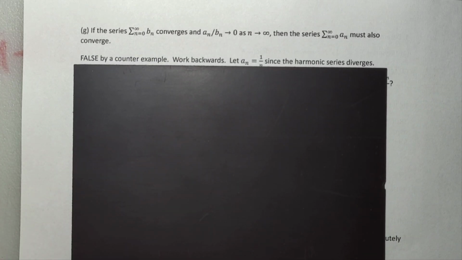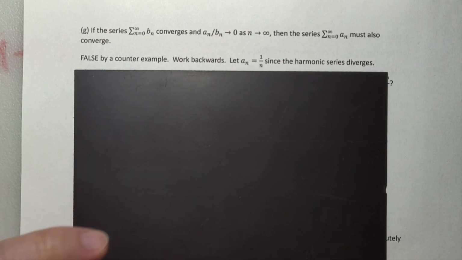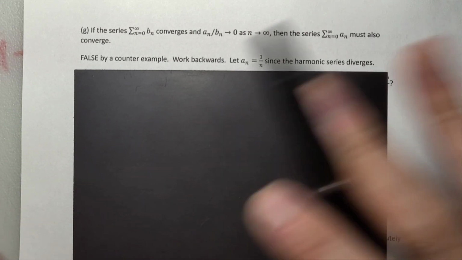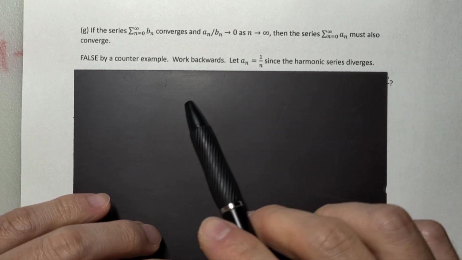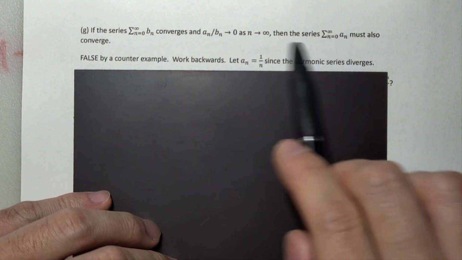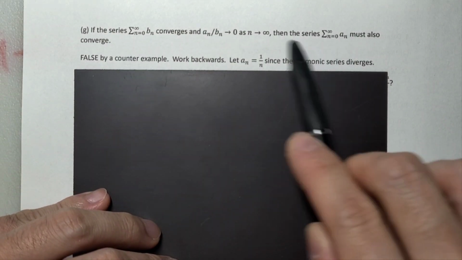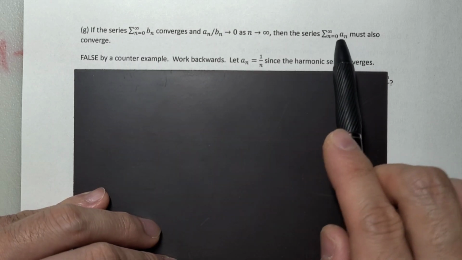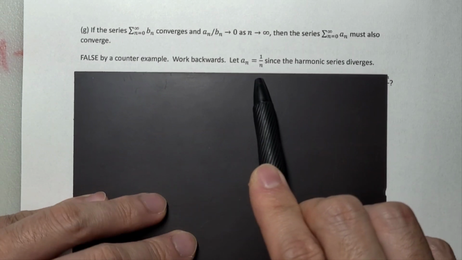So again, maybe it's helpful to think of a very easy counterexample. But this time, maybe let's work backward. Let's assume this is false. So these are the conditions, this is the conclusion. What if the conclusion is the opposite, that it diverges? So what's a series that diverges? Let's choose 1 over n.